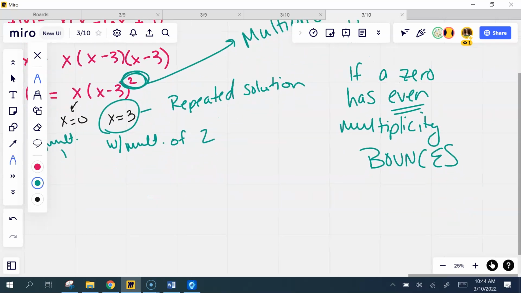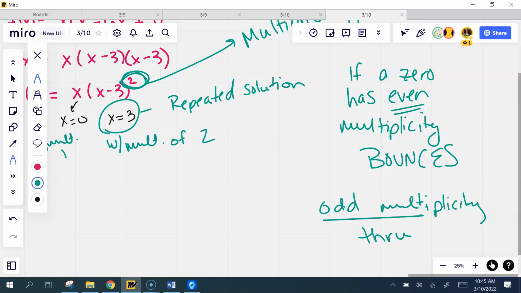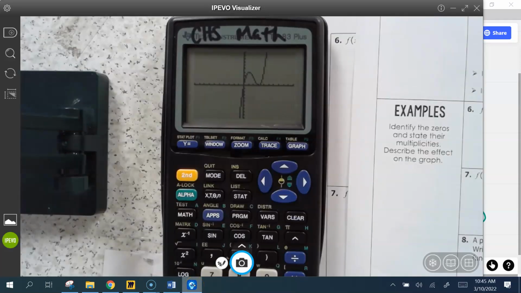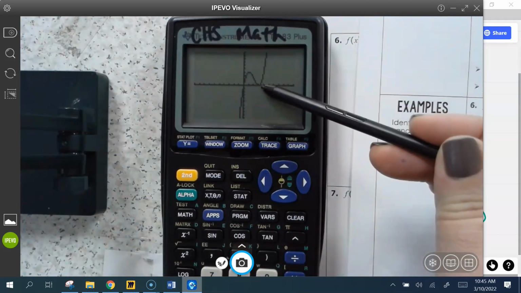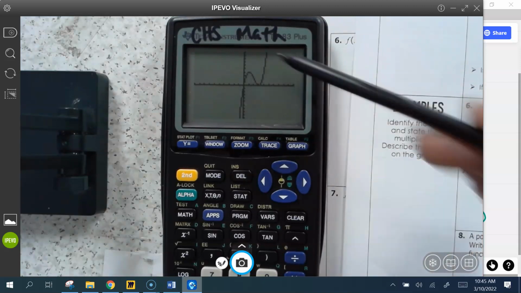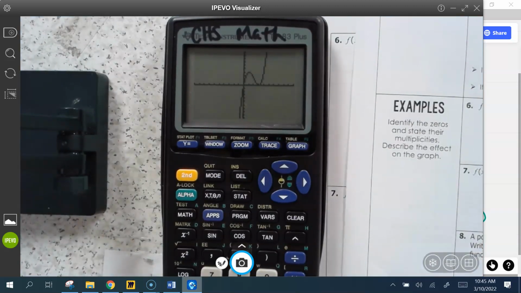If you have odd multiplicity, this is when it goes straight through. Odd multiplicity because the graph goes straight through the x-axis. This one has even multiplicity because it bounces off the axis. It never crosses the axis. It sits on there at one point, but it never crosses over. That's right. Touch and go, like Aiden said. Bounces right back off of it.